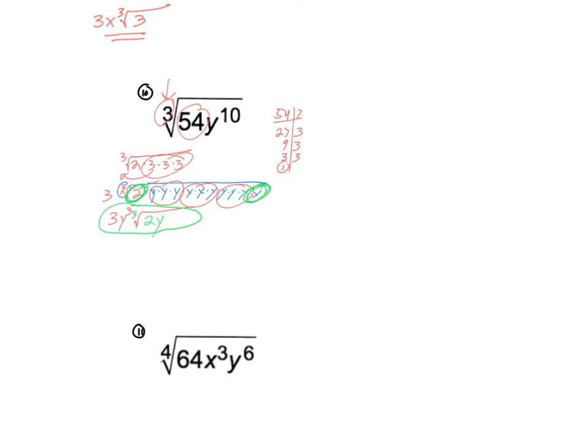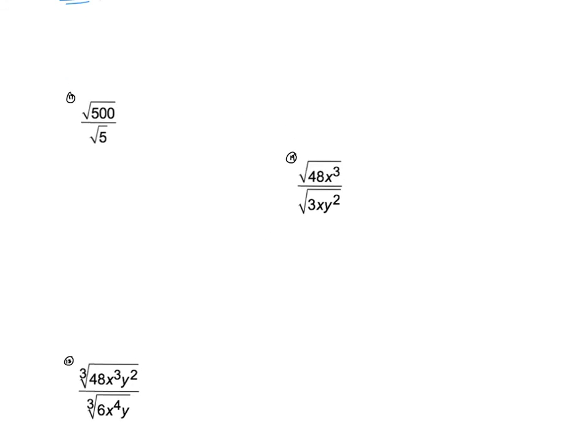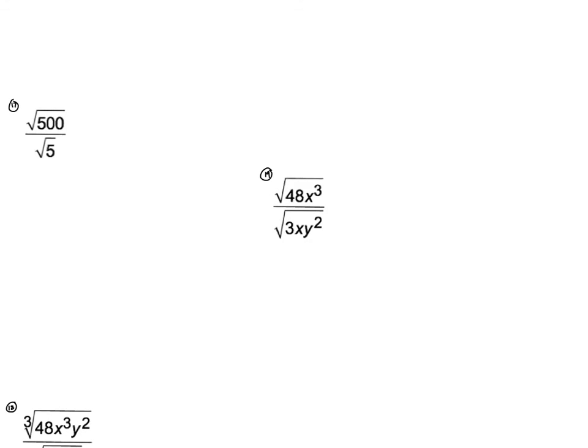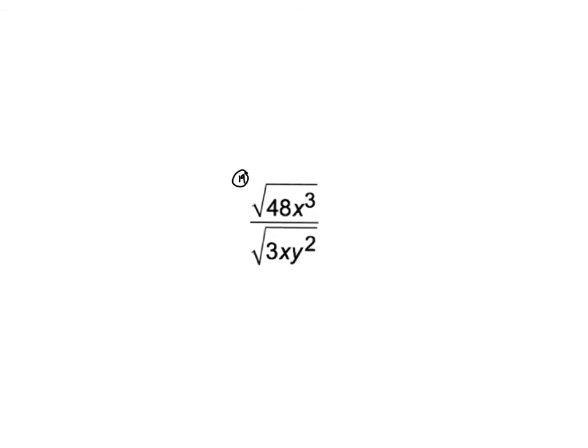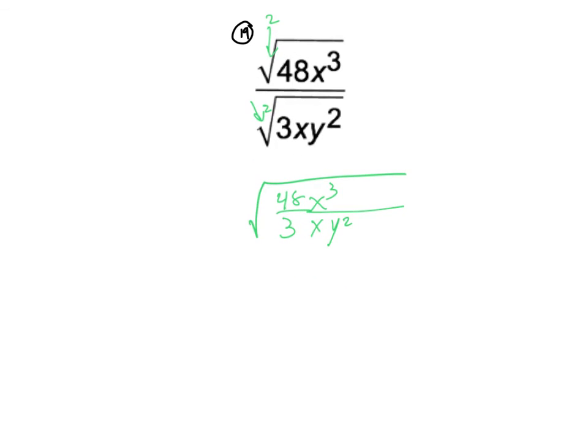Okay, we're going to do one last one. There's one down here that I'd like to try with you, and that is number 19. This is a division problem, and the index here is 2, and the index here is 2 also, which means we can combine this whole thing. So if I rewrite this, it's like rewriting 48 over 3 x cubed xy squared. I can put the whole thing together under the same root.